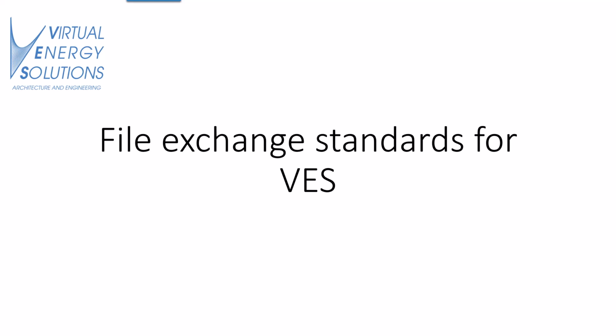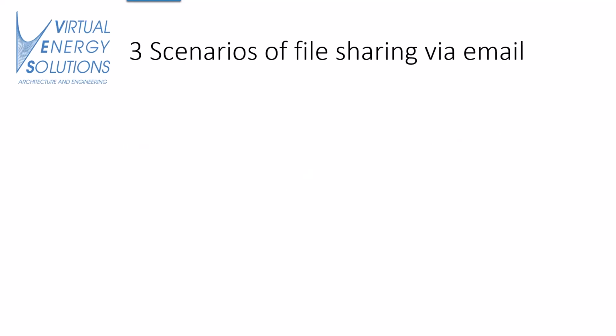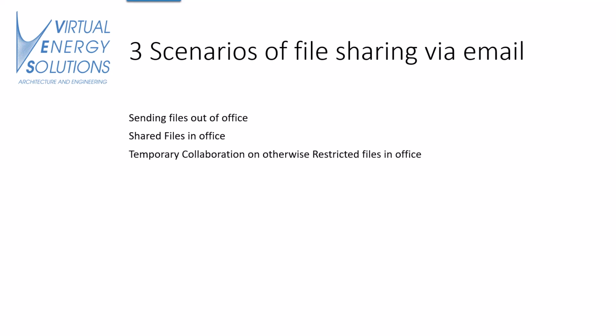Okay, this week's tip of the week is going to be file exchange standards for VES. We really have three scenarios of file sharing when you send stuff via email. You send files out of Office. We share files between each other in Office or want to show people where files are shared. And then we have a temporary collaboration on files that would otherwise be in a restricted folder.